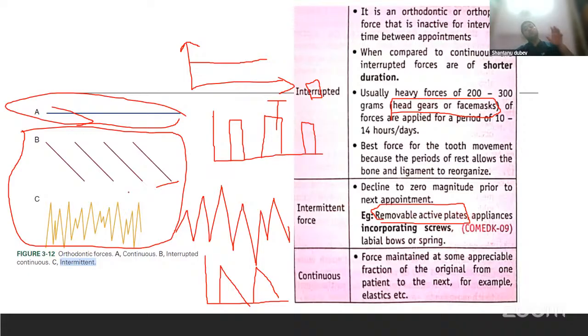Intermittent would give you a heavy force, then it slowly falls to 0. Then again you activate it, then it slowly falls to 0. Then again you activate it, then it slowly falls to 0. The example is removable appliance. Okay.